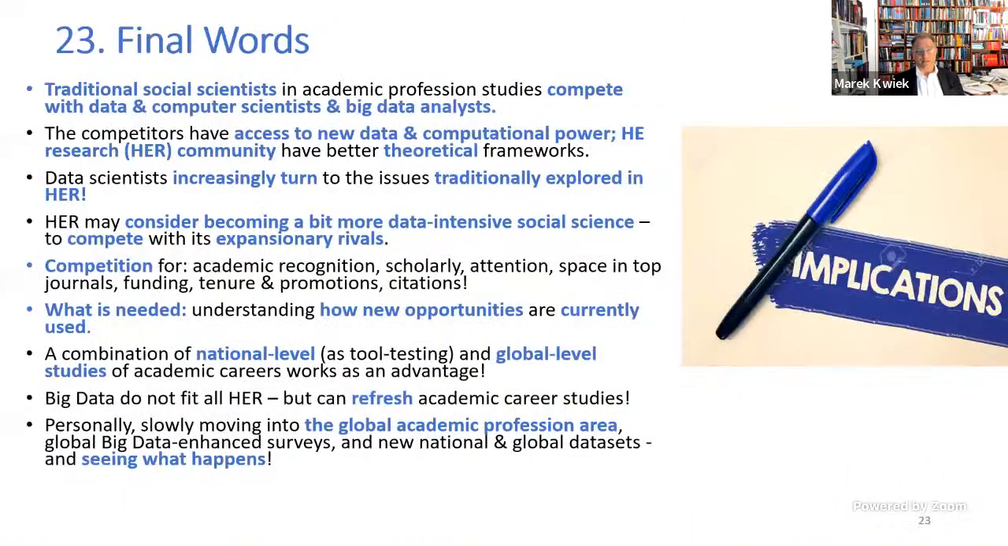And final words from me, and that's all. Most of all, we in academic profession studies compete with computer scientists. We compete with them every day. If you look at the journals, this is where they publish and what we could and should be reading, because they write about academic profession and academic careers. They have access to new data and to computational power. We, the higher education community, have better theoretical frameworks. This is important. They do calculations and they provide numbers.